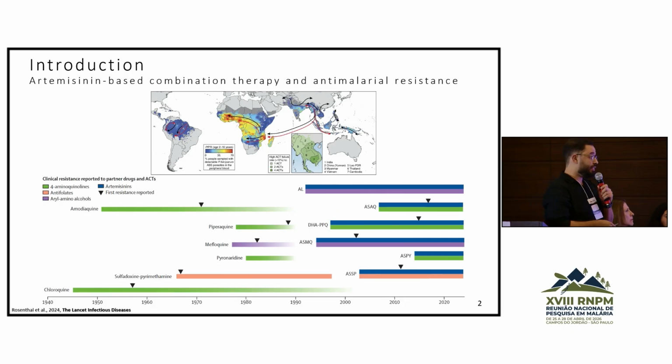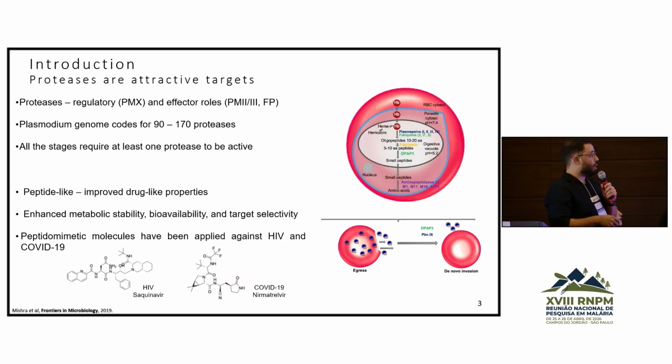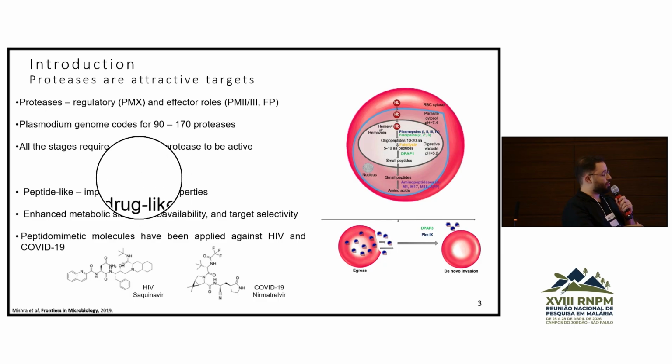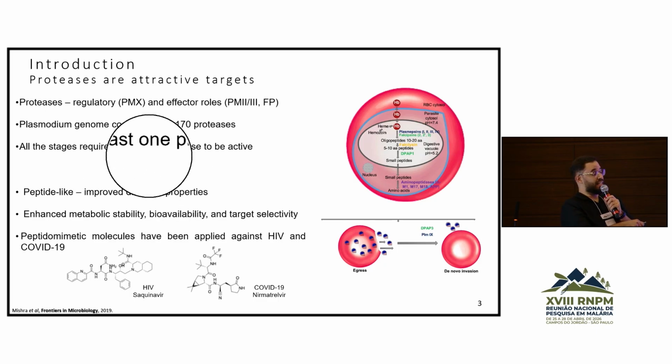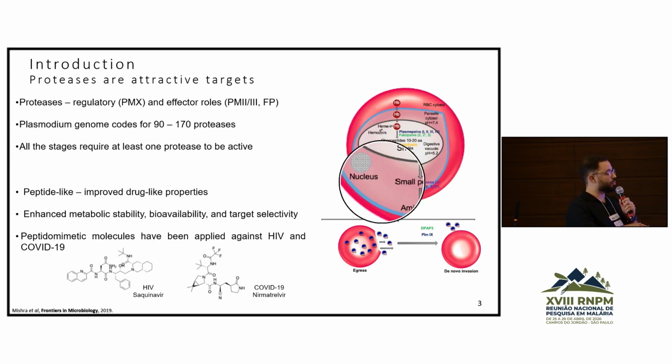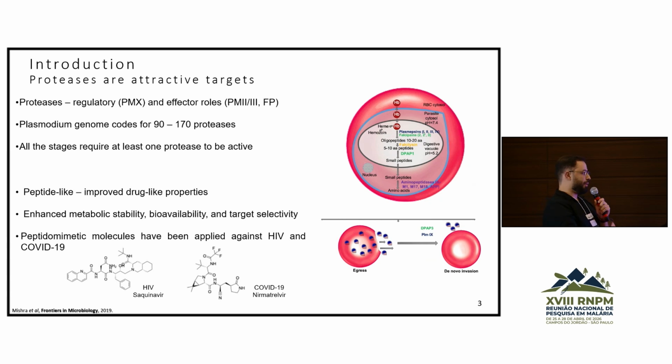One of these possible targets are the proteases within the parasite, in which all the stages of the development of the parasites require at least one protease to be active. For example, here we have the hemoglobin degradation proteases and the egress and invasion proteases.